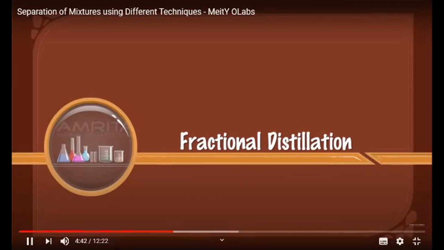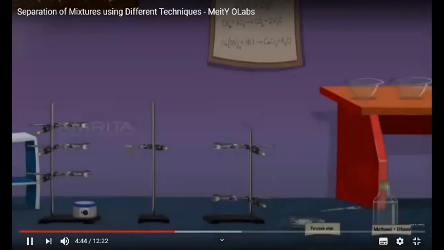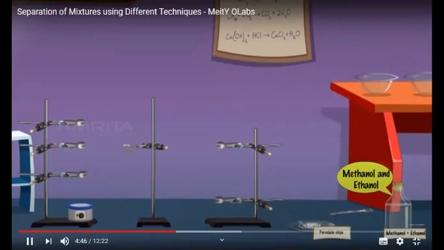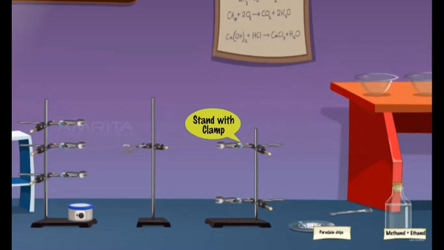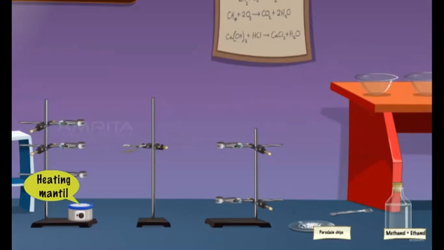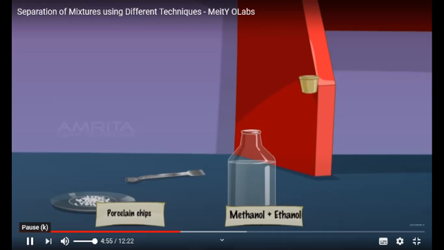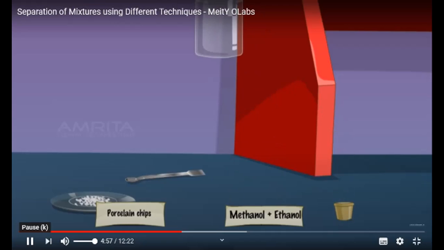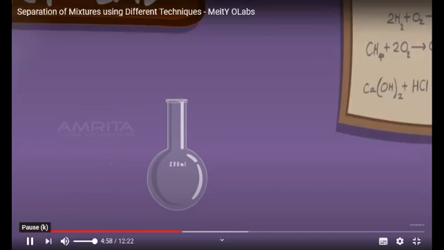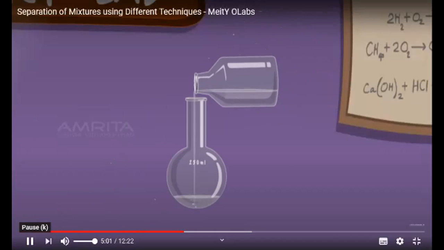Fractional distillation. We require a mixture of methanol and ethanol, stand with a clamp, heating mantle, and porcelain chips. Take a mixture of methanol and ethanol and pour it into a 250 ml RB flask or distillation flask.